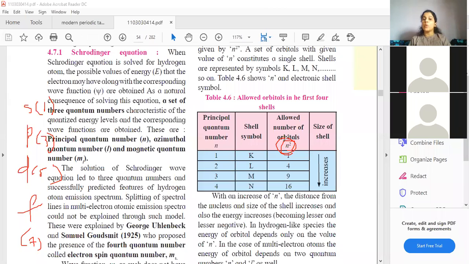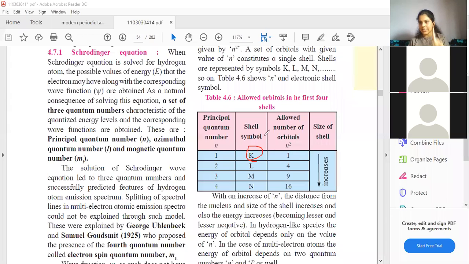So n square will give me the total number of orbitals. Now, see, what does that mean? Your K shell has only one subshell, that is S. And as I said, S cannot be bifurcated further. S is on its own. So that is why n square, 1 square is anyways 1. So it means that your first shell altogether only has one orbital inside it.